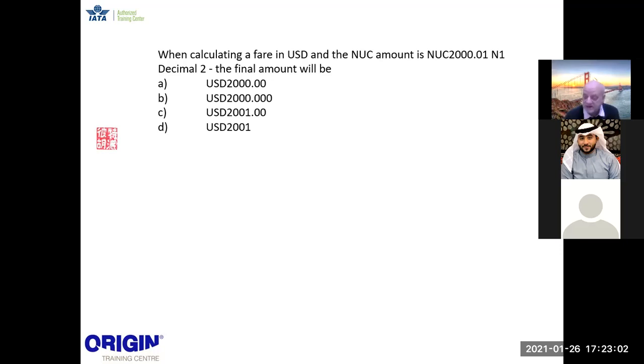On the other hand, let's do it this way. If it's 2000.01, now remember, we can start with 0, 1, 2, 3. So is 2000.0, is it nearer to 2000 or 2001? 2000. And how many figures after the decimal point? 2. So 2000, 2 figures. Whichever way you do it, it's still A.